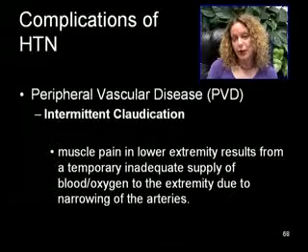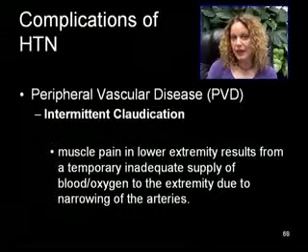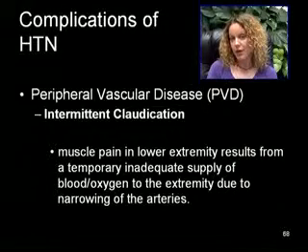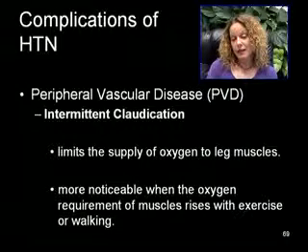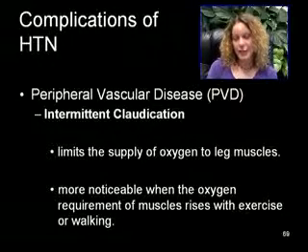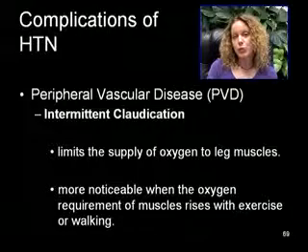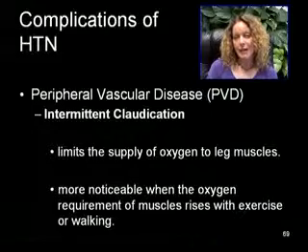Sometimes when patients have peripheral vascular disease, they have a symptom referred to as intermittent claudication. Intermittent claudication is muscle pain in the lower extremity, and it results from a temporary inadequate supply of blood or oxygen to the extremity due to narrowing of the arteries. This intermittent claudication causes actual pain that happens during exercise or walking, and it's more noticeable when the oxygen requirement of walking or exercising makes it more prominent.